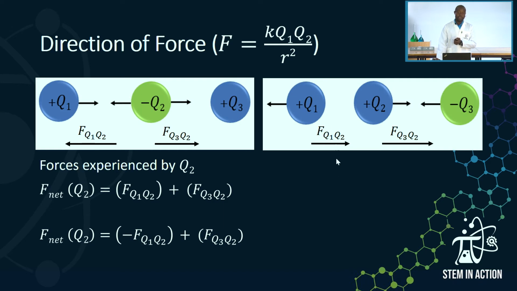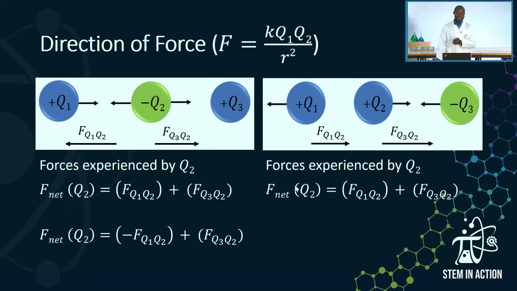At the same time, if we consider our second scenario, the forces being experienced on Q2, again F net on Q2 is going to be equal to the addition of FQ1Q2 plus FQ3Q2. In this case, because both our forces are facing in one direction to the right, which is the side that we have assigned the positive sign, we are simply going to add them and both are going to be positive.